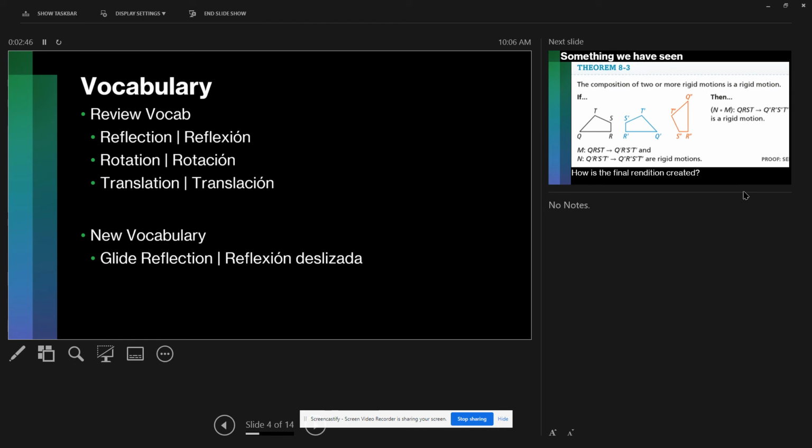So the review vocabulary is reflection, rotation, and translation. The newest one for today is glide reflection, and it's simply like walking feet. When you're walking, you're actually doing a glide reflection as you go one foot forward in front of the other. And there are plenty of examples of this in nature.